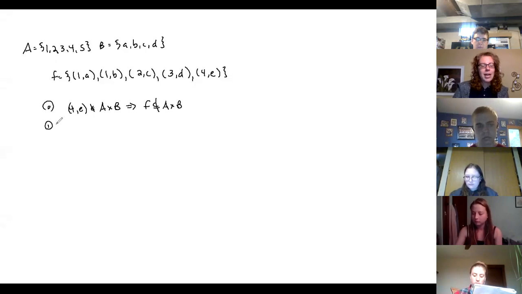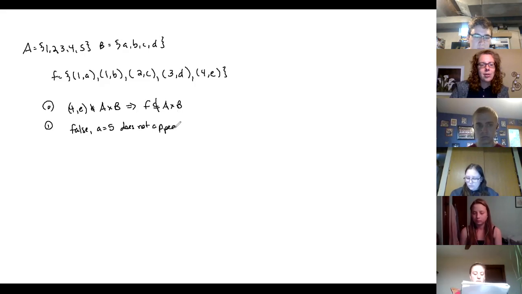Cool. All right, guys, hypothesis number 1: every element from A appears in an ordered pair. What do we got there? False, because element A equals 5 does not exist in F. Yep, so element A equals 5 does not appear in an ordered pair.